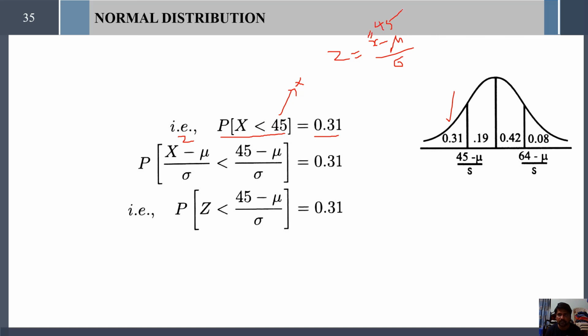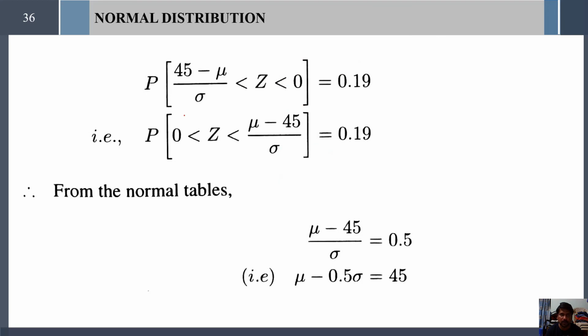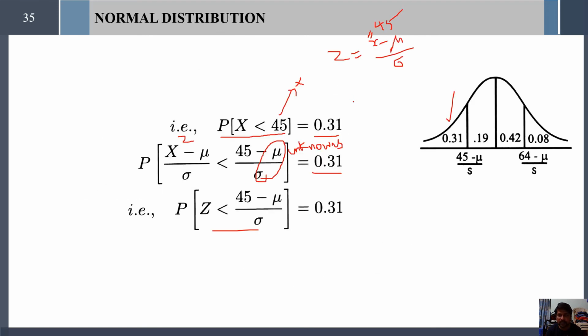The mu and sigma values are unknowns. These are the terms we have to find out. So probability of z less than (45 minus mu) divided by sigma equal to 0.31. That is, probability of (45 minus mu) divided by sigma less than z less than 0 equal to 0.19. This is the area.